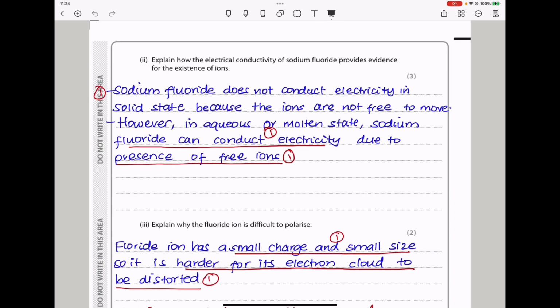Moving on. Explain how the electrical conductivity of sodium fluoride provides evidence for the existence of ions. Sodium fluoride contains Na+ and F-, and when it's melted, the ions are going to separate. So the sodium ions are going to show up at the negative electrode, while the fluoride ions are going to show up at the positive electrode. So I said sodium fluoride does not conduct electricity in solid state because its ions are not free to move. However, in aqueous or molten state, sodium fluoride can conduct electricity due to presence of free ions.